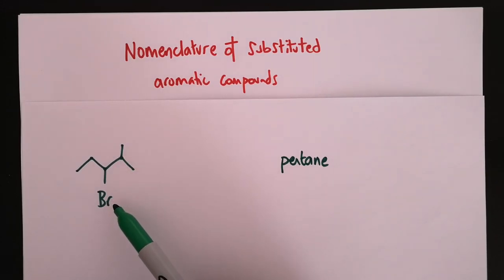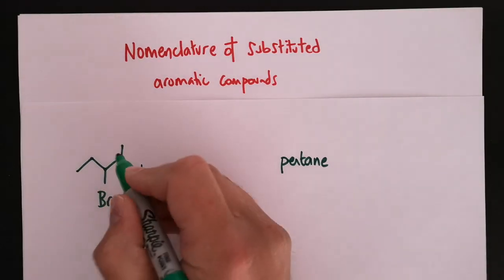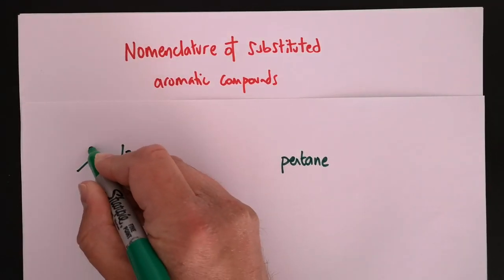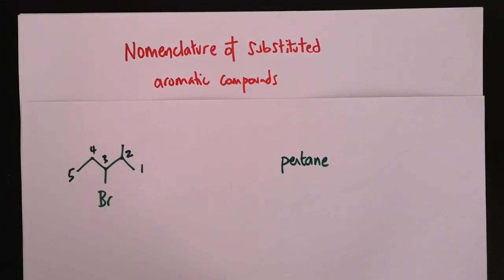So we need to know where they are in the molecule. The next rule is to count from one end of the molecule so that the carbons that we are locating these substituents on have the lowest numbers. So in this case, I would count from the right hand side. That's carbon 1, 2, 3, 4, 5, and I can see that the methyl group is on carbon 2 and the bromo group is on carbon 3.